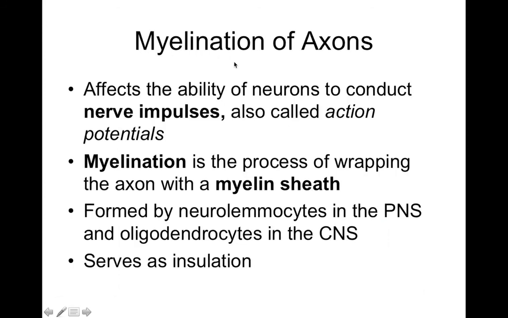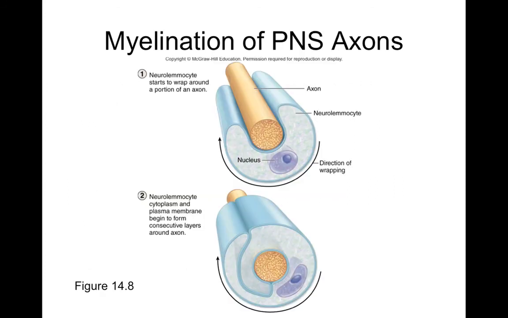So the whole idea of myelination, the process of forming myelin, is to affect the ability of nerve cells to transmit their action potential. If an axon has more myelin, then it can transmit action potentials faster. If an axon has less myelin, it will transmit action potentials more slowly. Myelination is the process of forming that myelin sheath, and it's formed by neurolemmocytes in the peripheral nervous system or oligodendrocytes in the central nervous system, and it serves as an insulator so that currents don't just leak out of the axon.